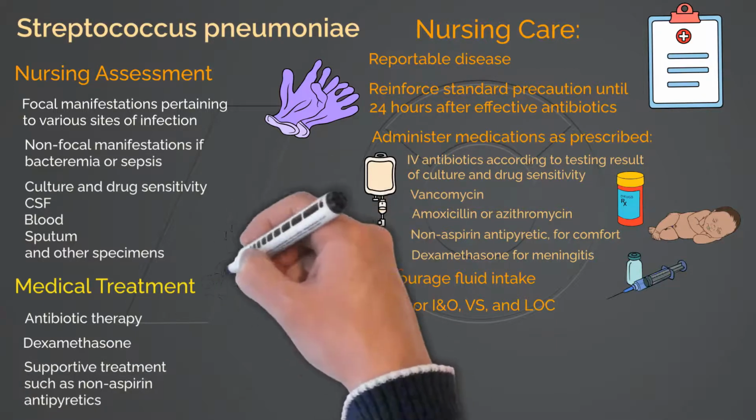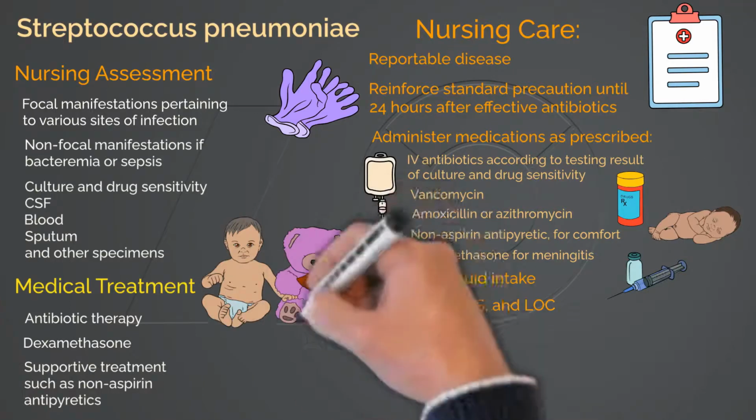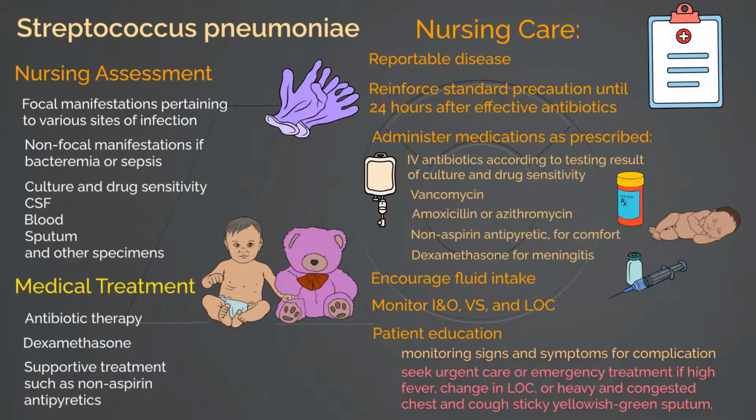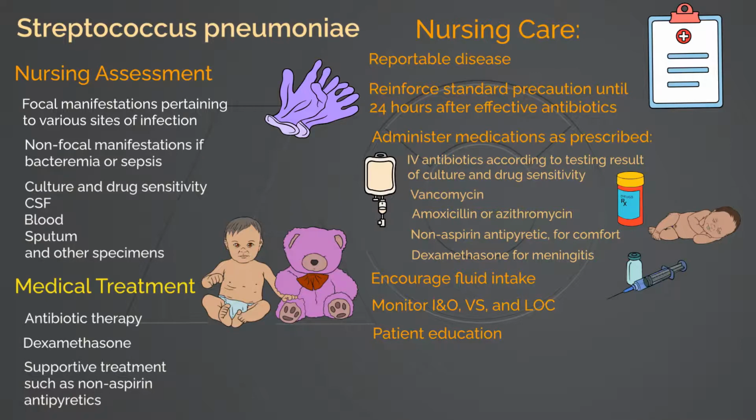Patient education should include monitoring signs and symptoms for complications of pneumococcal infection, especially if the patient is to be treated and cared for at home. Teach the family members and client on when to seek urgent care or emergency treatment. Remind the client that the antibiotics should be taken at a consistent interval to maintain consistent serum drug level, as well as to complete the full course of antibiotics to avoid developing drug resistance.